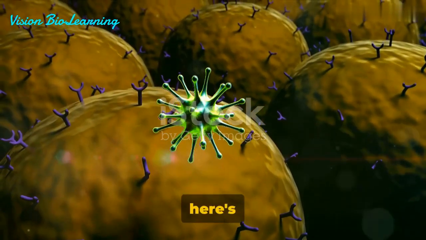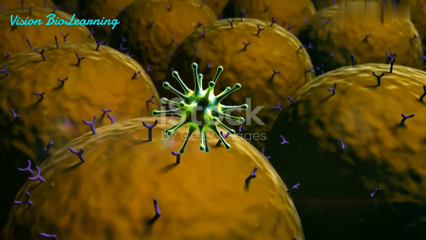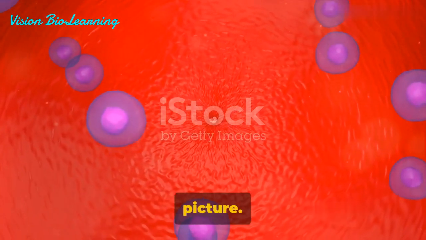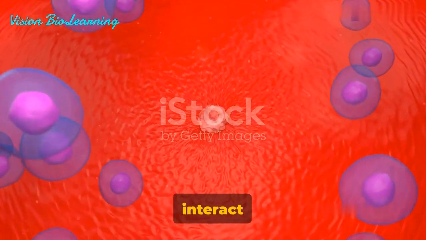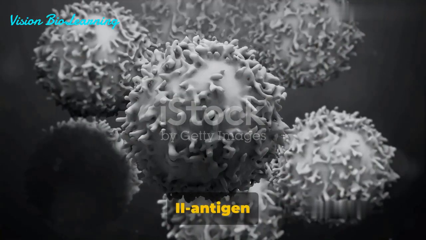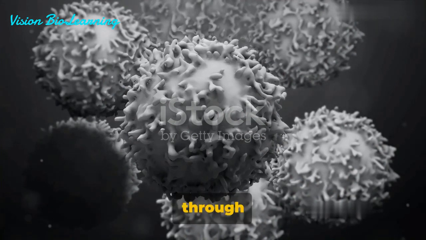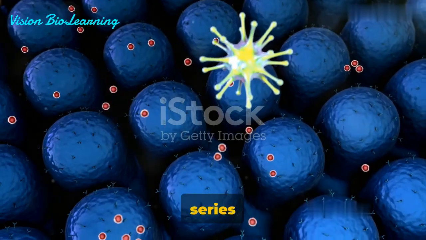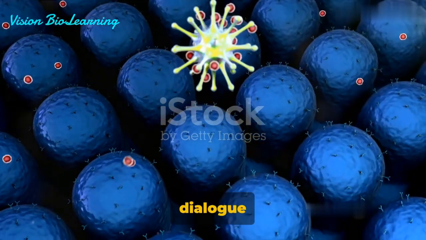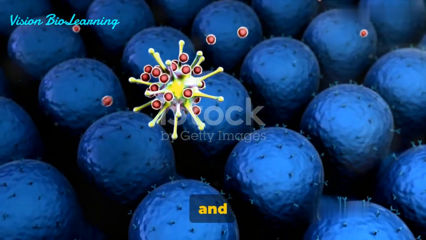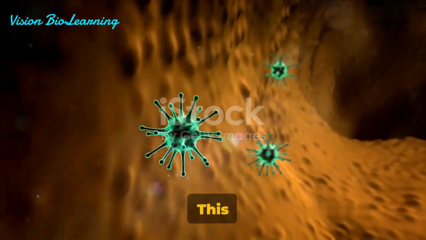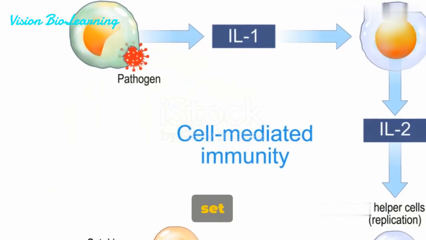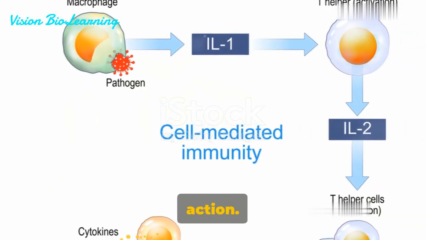Now, here's where things get really interesting. Naive T cells, another important player in our immune system, come into the picture. These T cells interact with the MHC II antigen complex on the APCs through their T cell receptor. This interaction sparks a series of events, initiating a dialogue between the APCs and the T cells. This interaction is the beginning of a powerful response. The stage is set for the T cells to spring into action.